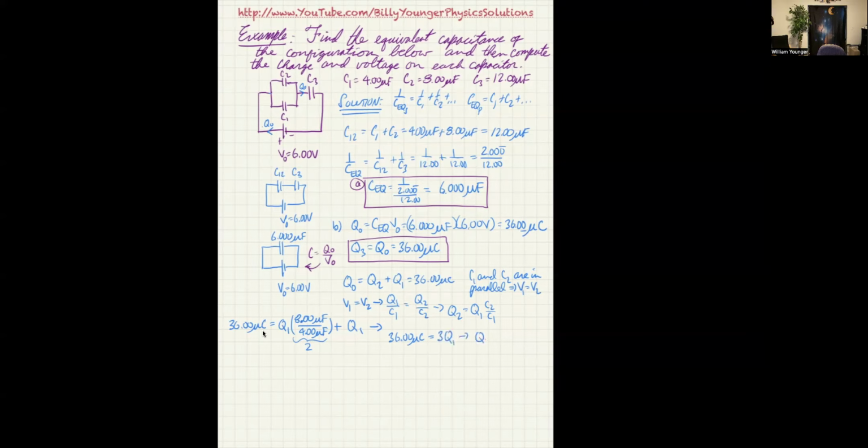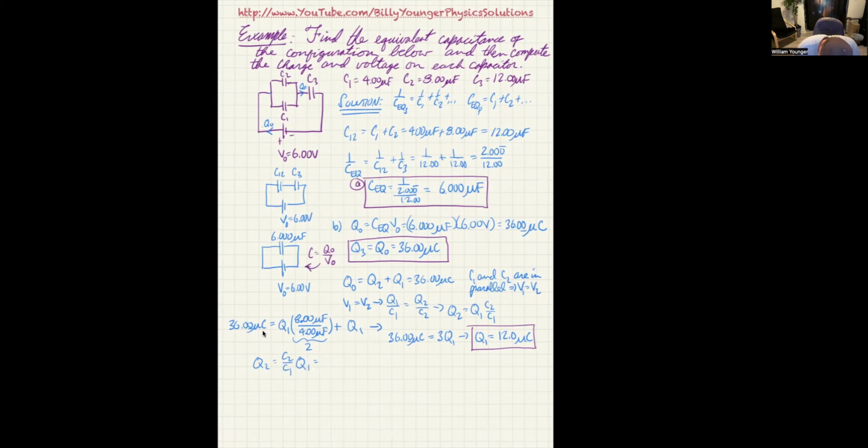So Q1 obviously is 36 divided by 3, which would be 12.0. No, actually, those sig figs are right. I shouldn't have put that there. Just ignore them. This comes out to 12.0 microcoulombs for Q1. So I now have Q1 as well. And then Q2, of course, is equal to C2 over C1 times Q1. That's what we already found.